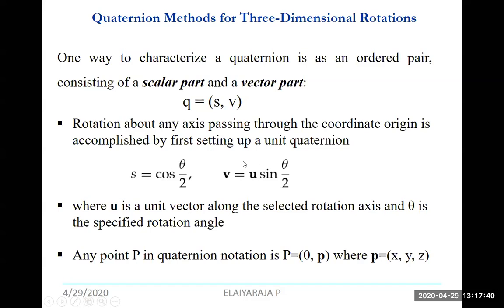Here u is a unit vector along the rotation axis. You are going to select either the rotation axis of x, y, or z, and theta will specify the rotation angle. Any point p in quaternion rotation is written as p equal to 0 comma p, where p holds the x, y, and z coordinate values.